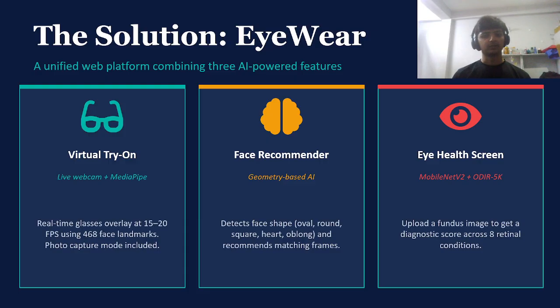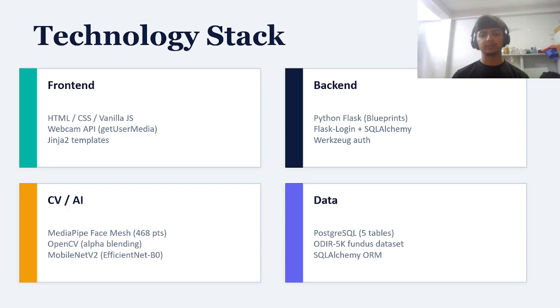And now, as for the third feature, which is our eye health screening. You upload a fundus image, a photograph of the retina, and the system runs it through a trained MobileNet to produce diagnostic scores across eight retinal conditions from the ODIR-5K dataset. Let's move on to our technology stack.